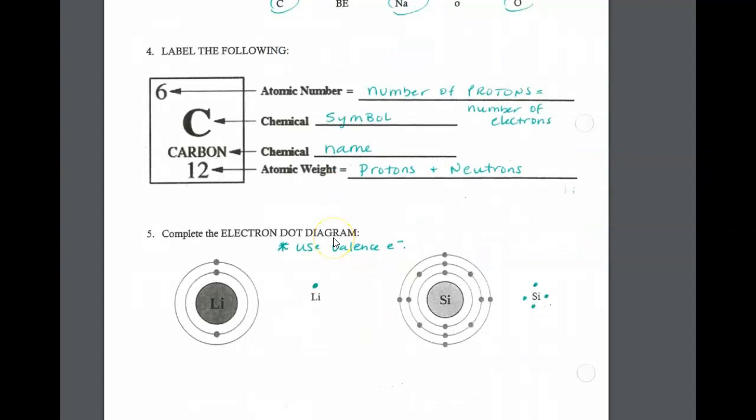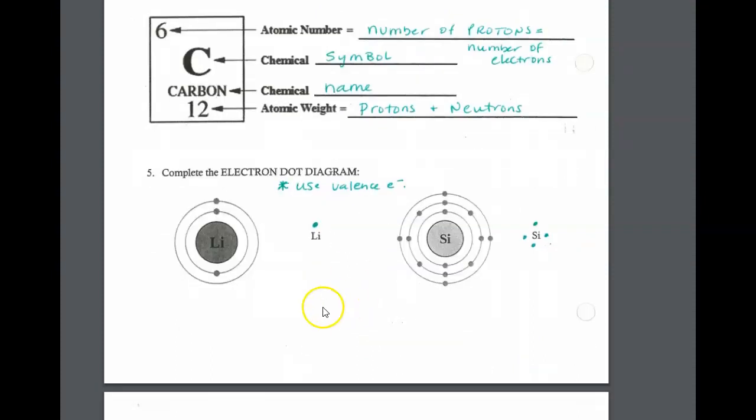Complete the electron dot diagram. I'm not really sure what that means, so just look at this. This has 1 dot here. I don't know why. And this has 4 dots. I don't know why. Likely because that's the outer layer. That's how many electrons are in the outer layer. Not sure.